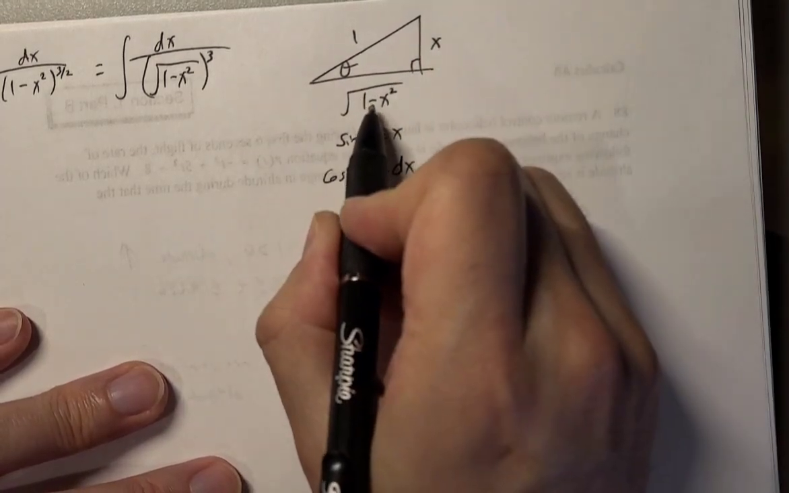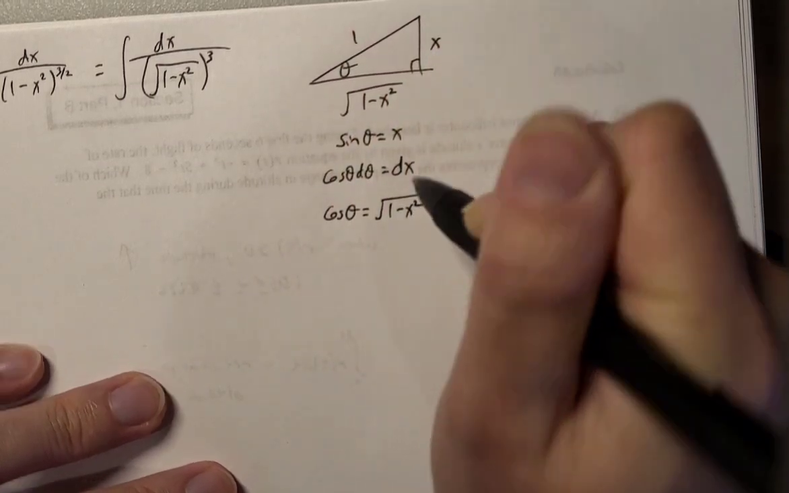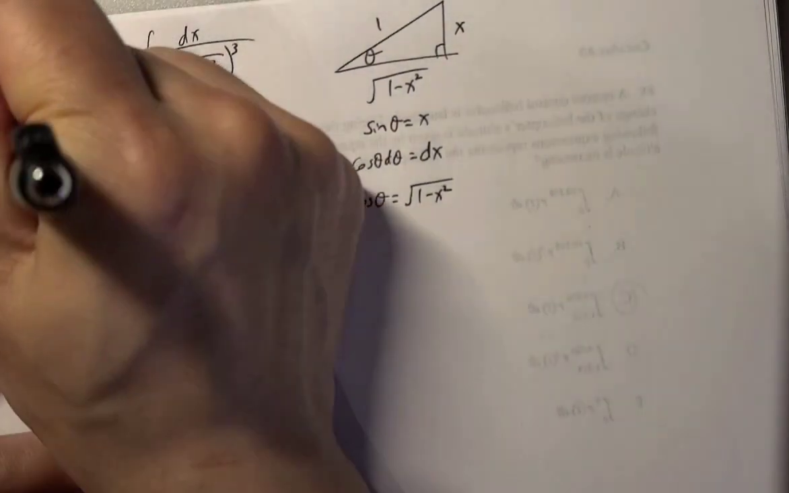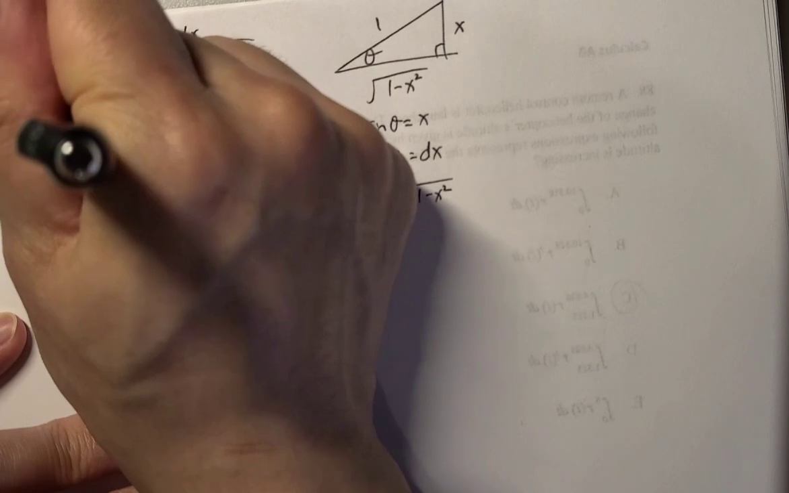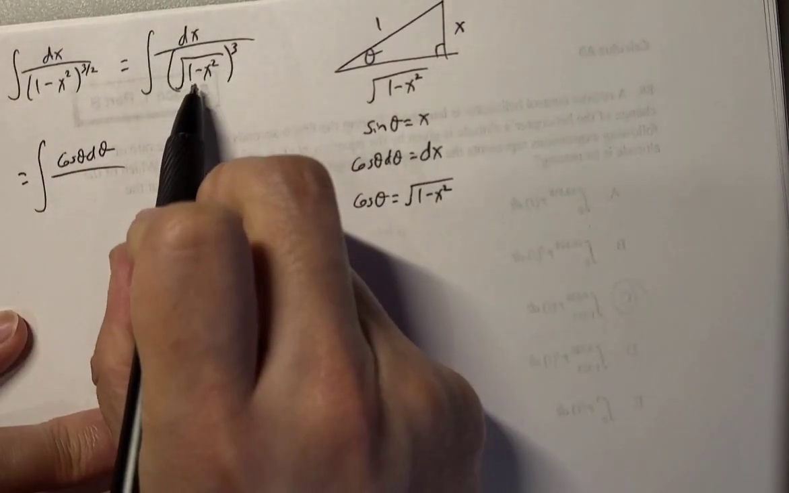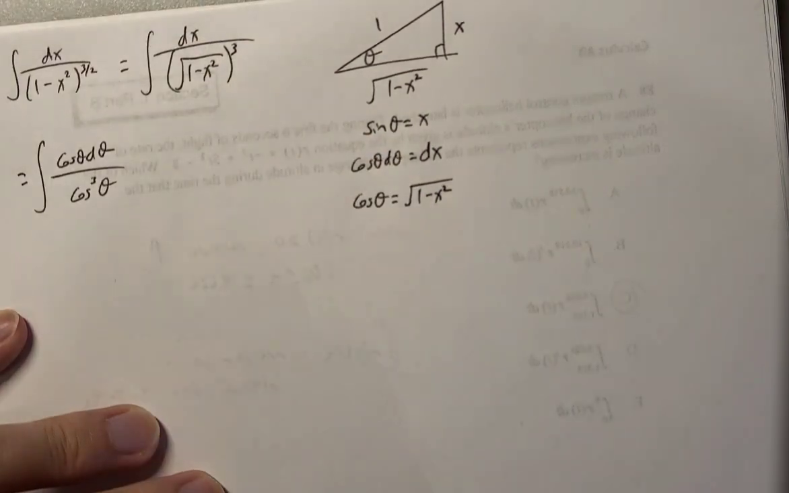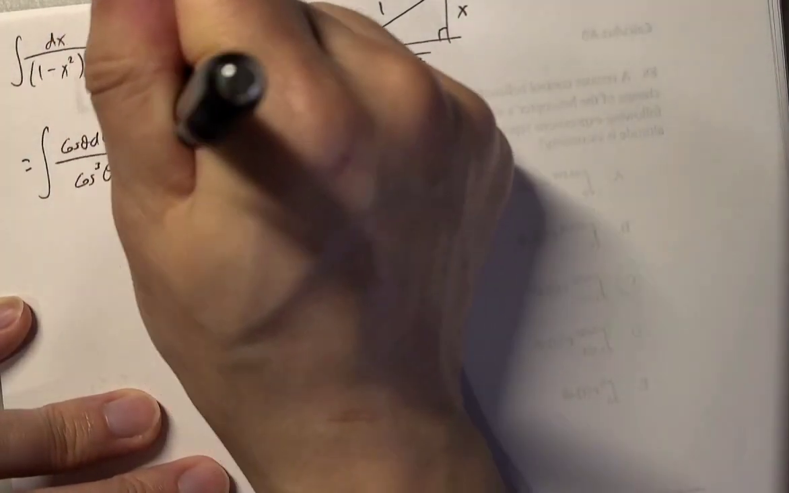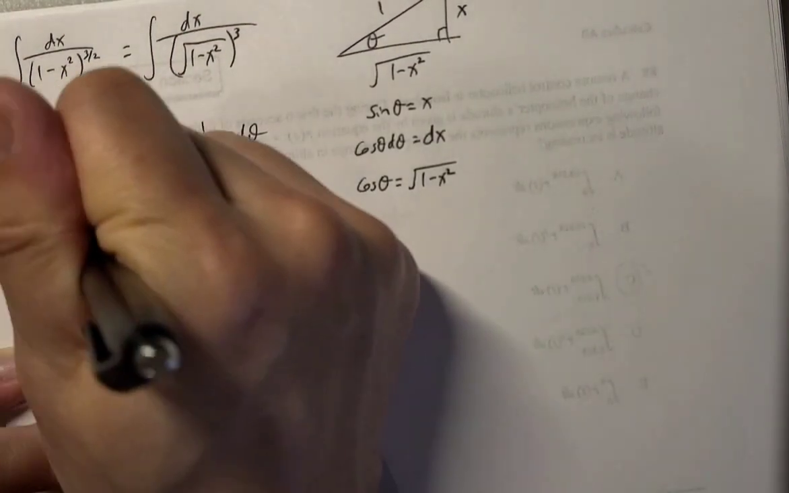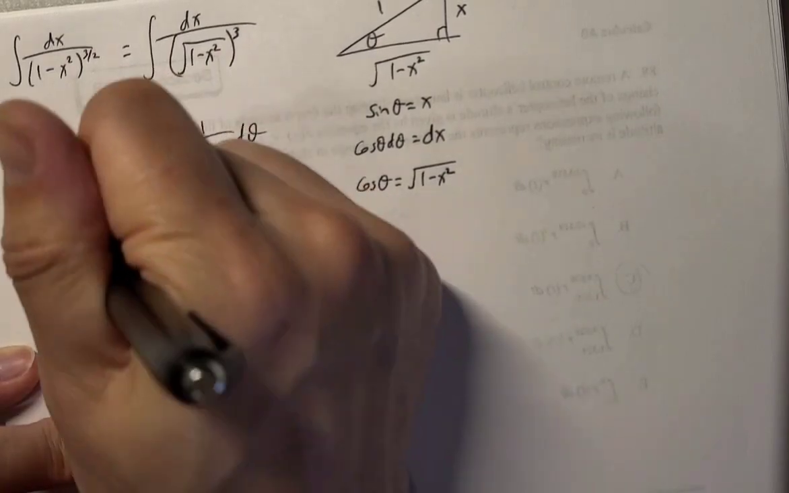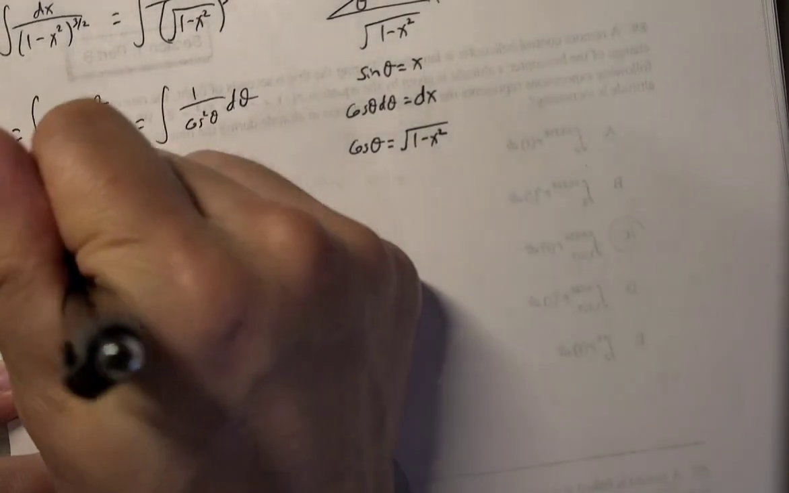And then we need to sub this guy also. That is just cosine theta, from the triangle. All right, so let's sub everything in. Dx we found was cosine theta d theta. The square root term was cosine, so it's cosine cubed on the bottom. Okay, so this simplifies to 1 over cosine squared. And that simplifies, since 1 over cosine is secant, to secant squared. Integral of secant squared, that's just tangent, very easy.